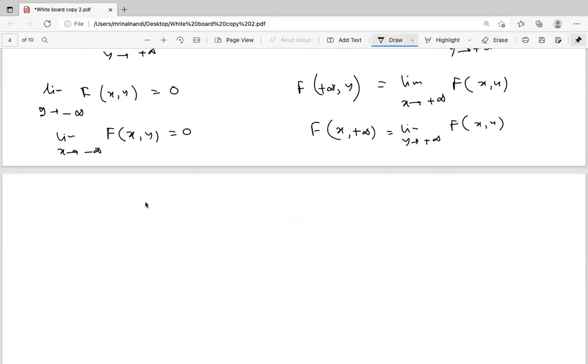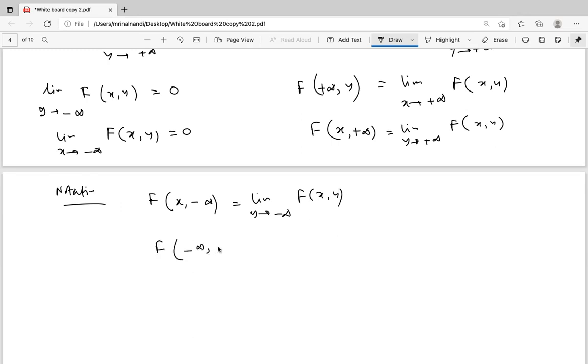So again, by notation, what is the notation for that? The notation is f(x, minus infinity), which is just the limit as y tends to minus infinity of f(x,y). Similar notation for the next one, f(minus infinity, y), which is the limit as x tends to minus infinity of f(x,y). This is the notation, and both must be 0. This is true for all x, and this is true for all y.